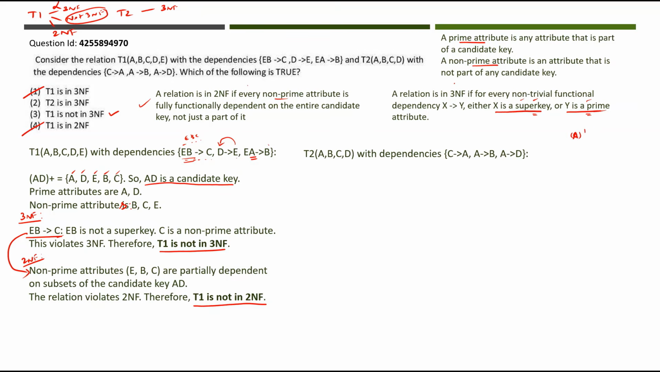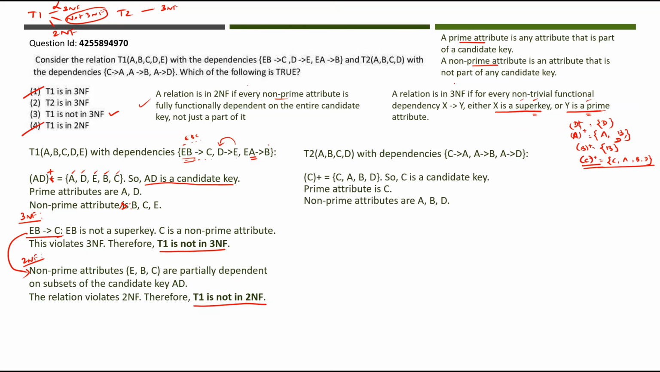From A closure. From A you will be able to find B. What about B? From B you can take only B. What about C? From C you will be able to derive A. From A you will be able to derive B as well as D. So here you can derive 3 attributes in the A closure part, but C cannot be taken. But C closure you can take all the 4 attributes. What about D closure? Only D can be taken. So from this, C is the candidate key of T2.